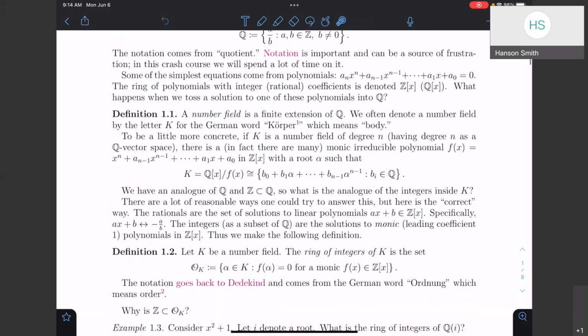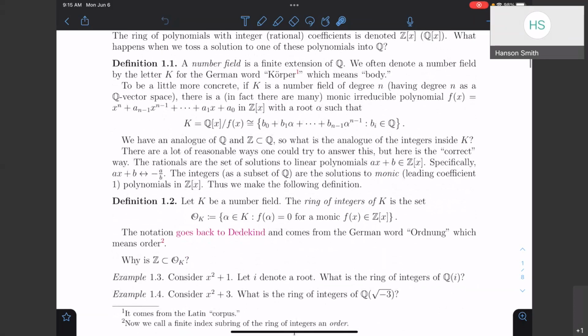So we have a nice analog of the rational numbers, and we really care about integers, right? So we have this analog of the rationals. We ask what's the new analog of the integers inside of this analog of the rationals.